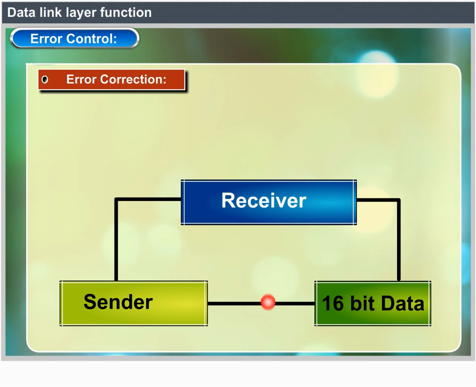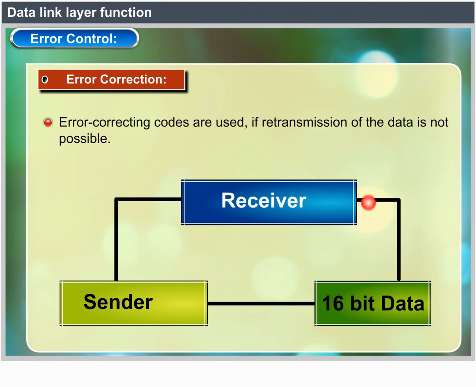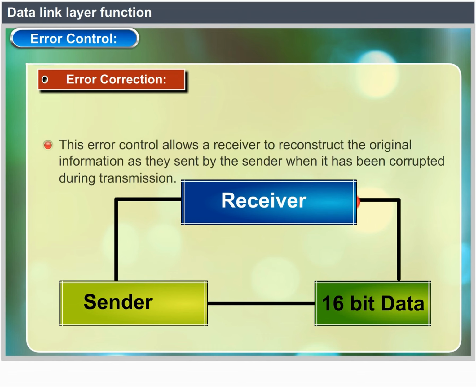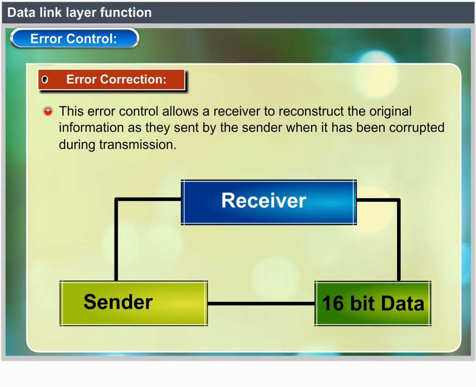Error correction. Error correcting codes are used if retransmission of the data is not possible. Data are encoded with sufficient redundancy to correct bit errors. Examples: Hamming codes, Reed-Solomon codes, etc. This error control allows us to reconstruct the original information when it has been corrupted during transmission.